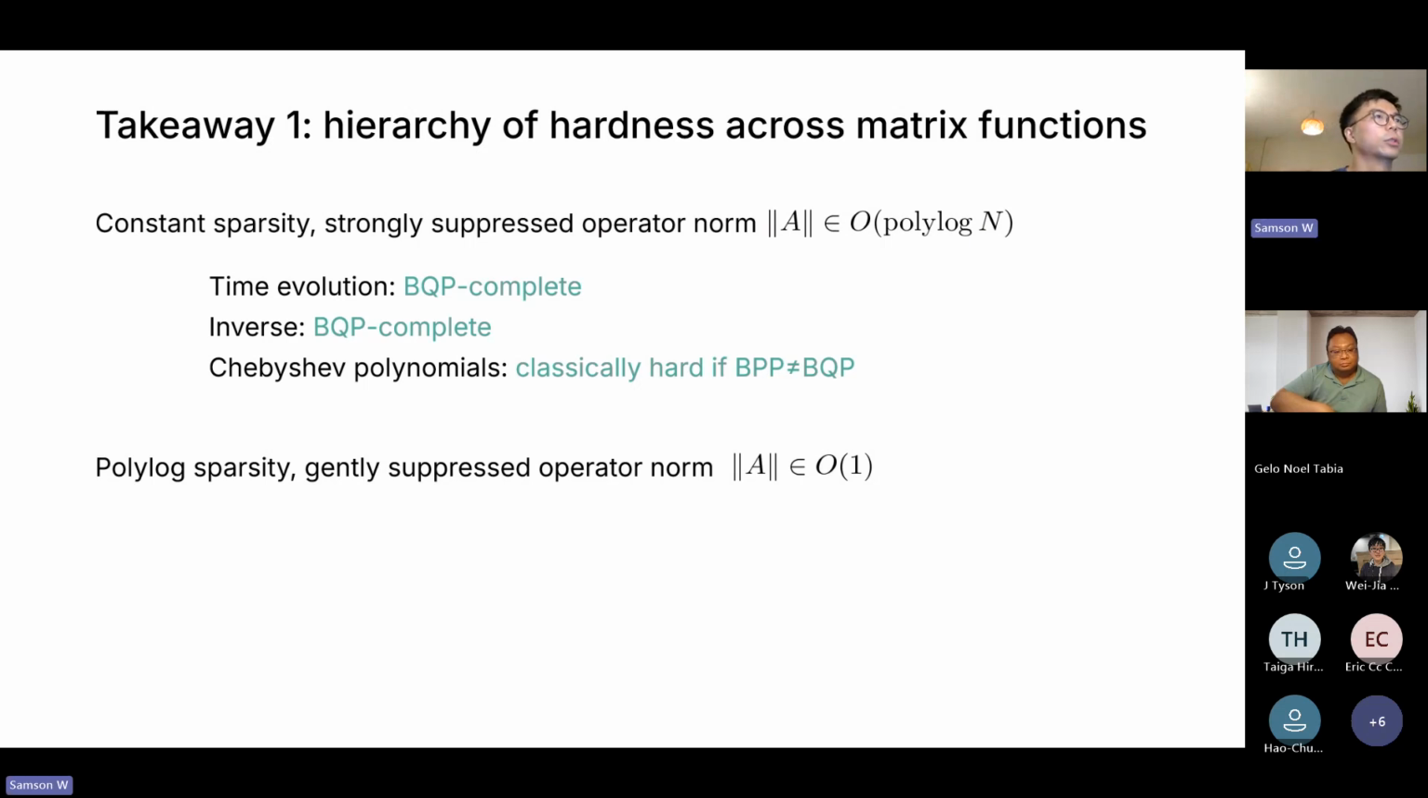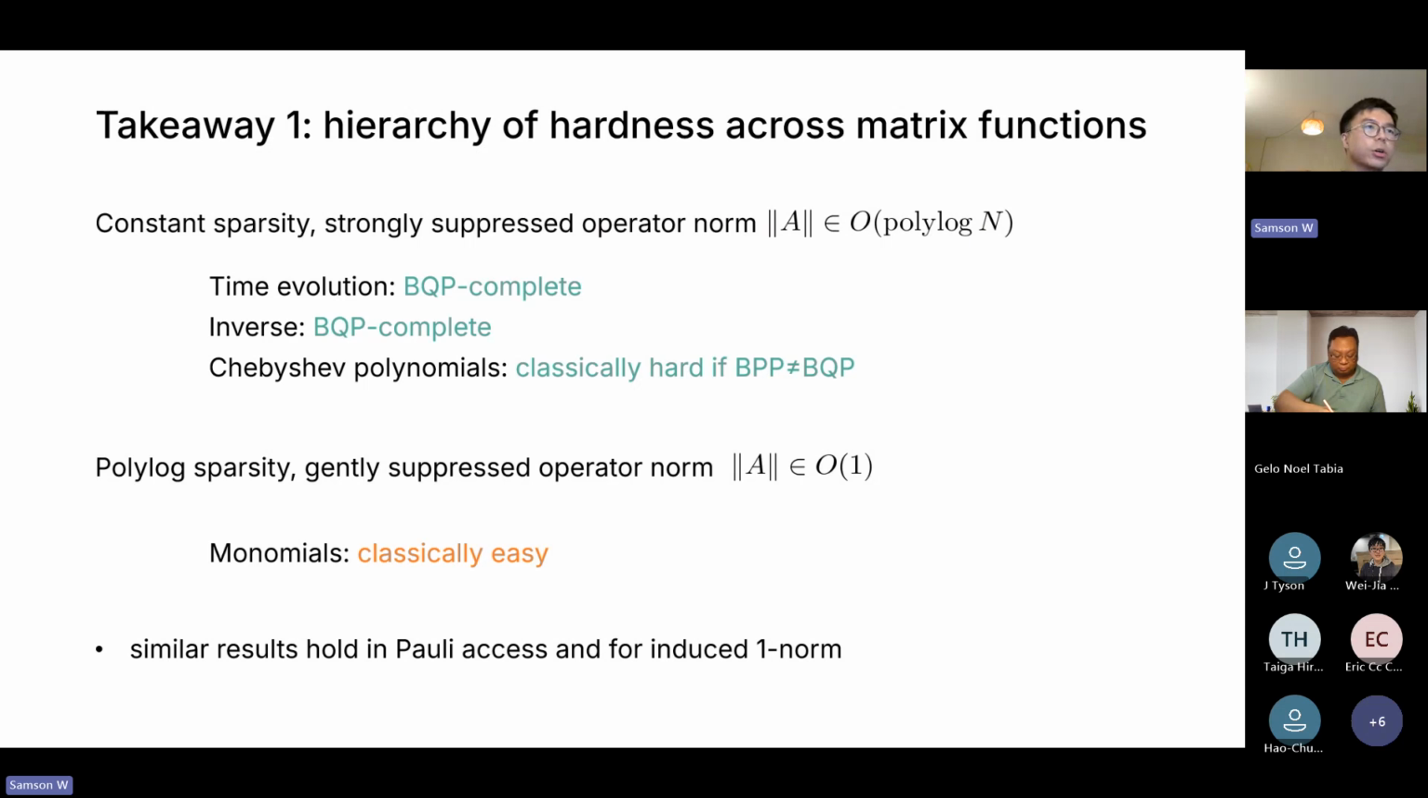So that's kind of one result on its own. If we then look at an even more constrained setting, an even more generous setting, so a broader class of problems, which should be quote unquote harder. We allow our sparsity to now be polylog, so we can have many more non-zero entries per row, and we have a much more gently suppressed operator norm. So now the operator norm of A can be order 1. It turns out monomials are classically easy, right? So not all functions are certainly born equal, right?